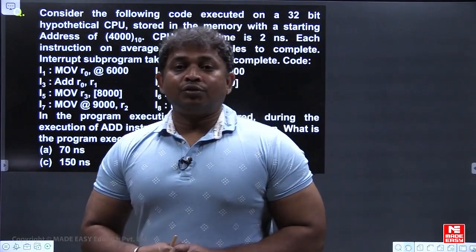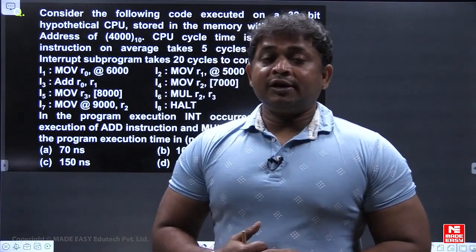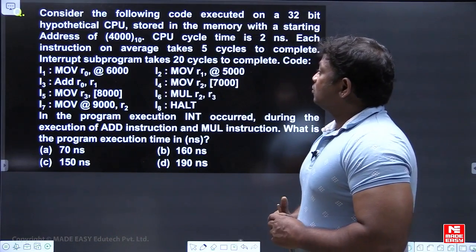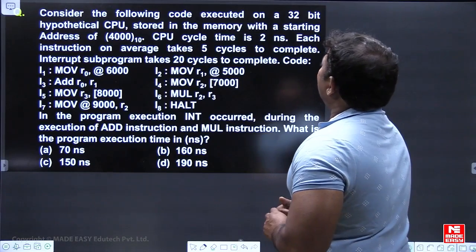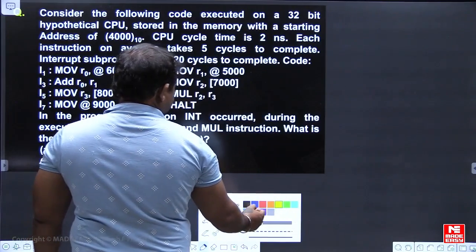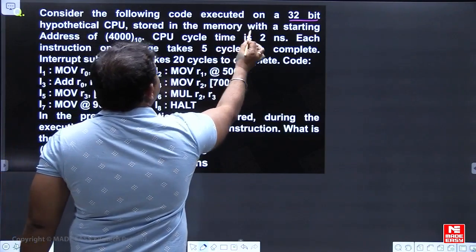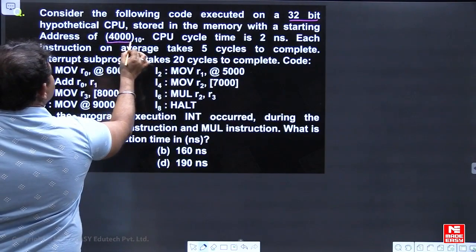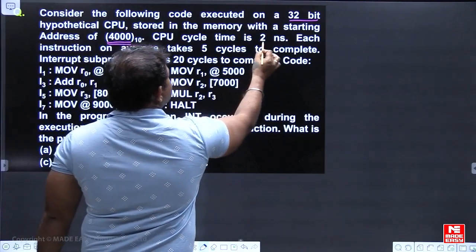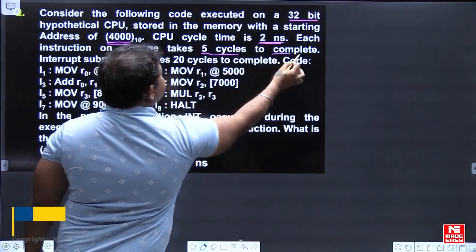All of you, read the question carefully and try to solve it. This is the next question which I am going to explain, from GTQ 2024. Consider the following code executed on a 32-bit hypothetical CPU. Code is stored in the memory with a starting address of 4000 base 10, so a decimal address sequence is given. Cycle time is 2 nanoseconds. Each instruction on average takes 5 cycles to complete.